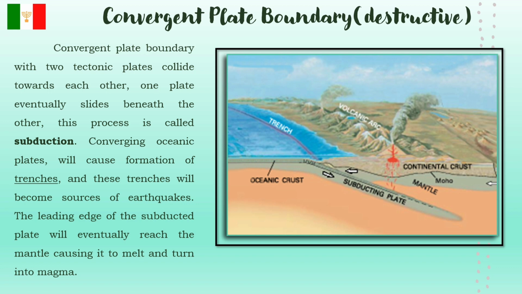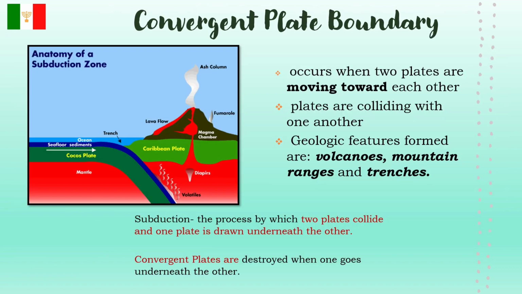Convergent plate boundary occurs when two plates are moving toward each other, and the plates are colliding with one another. Again, anak, subduction is the process by which two plates collide, and one plate is drawn underneath the other. Always remember that convergent plates are destroyed when one goes underneath the other.